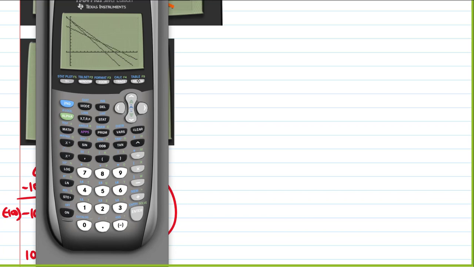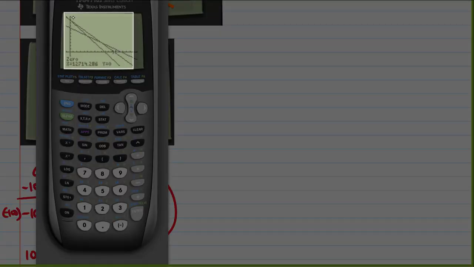So now I want to find the 0 of my second function. I go second, calculate, 0, but this time I don't want y1. So I press my down arrow, and notice that my calculator now says y2, and it shows its equation in the upper left-hand corner. I'm still to the left of my 0, so I hit enter, and now I move to the right of my 0, hit enter, and then I move back to guess. And this time it tells me 12,714 meters approximately.